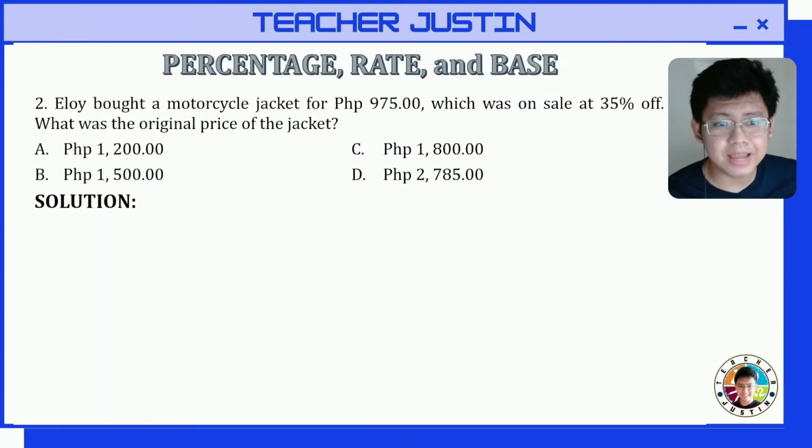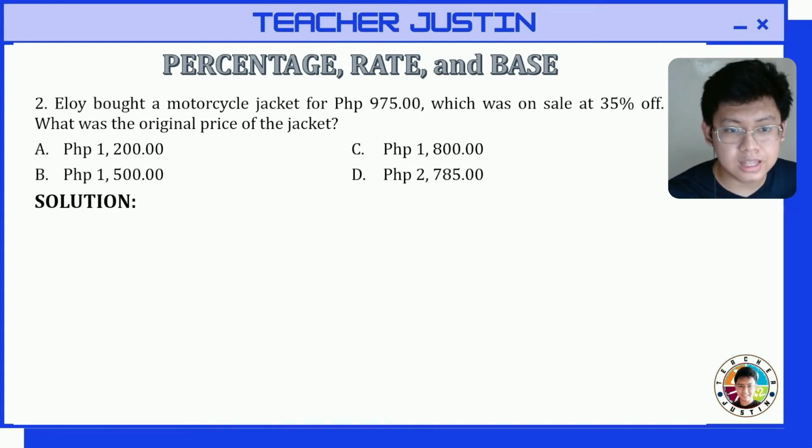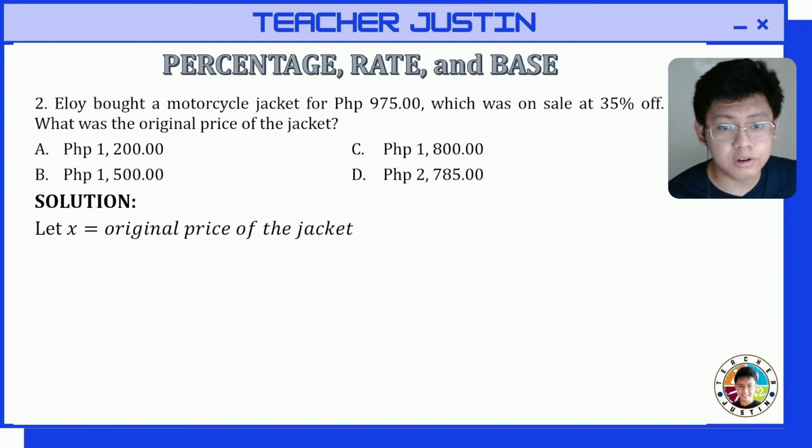Okay, let's have this item. Eloy bought a motorcycle jacket for 975 pesos, which was on sale at 35% off. What was the original price of the jacket? So, para masagutan natin tong item na to, first, let's have a representation of what we are looking for. So, since hinahanap natin dito is yung original price ng jacket ni Eloy, okay, we will represent it as let X be equal to the original price of the jacket. Ayan. So, lagay natin dito yung variable X natin.